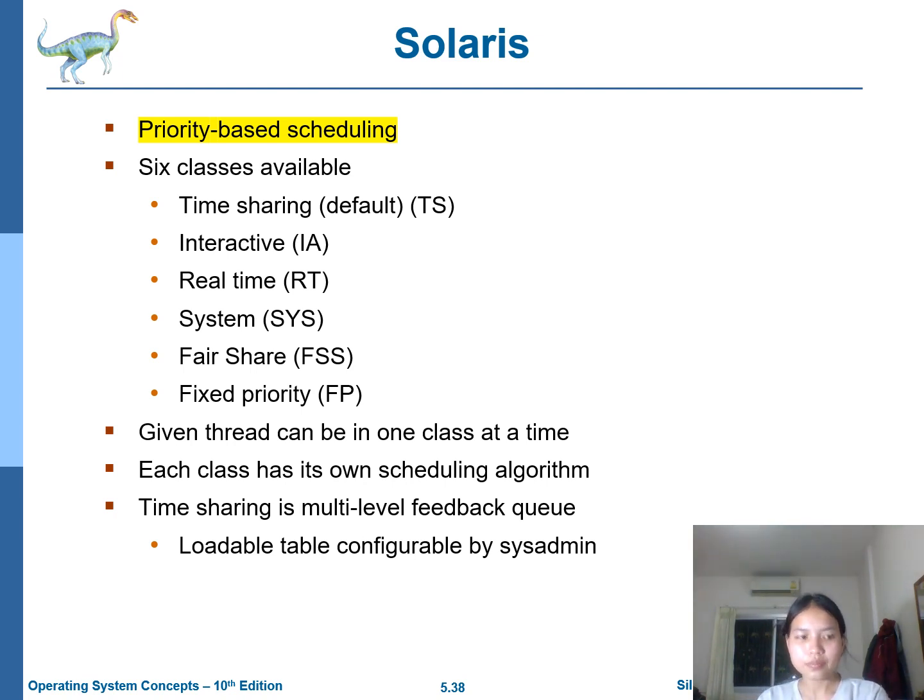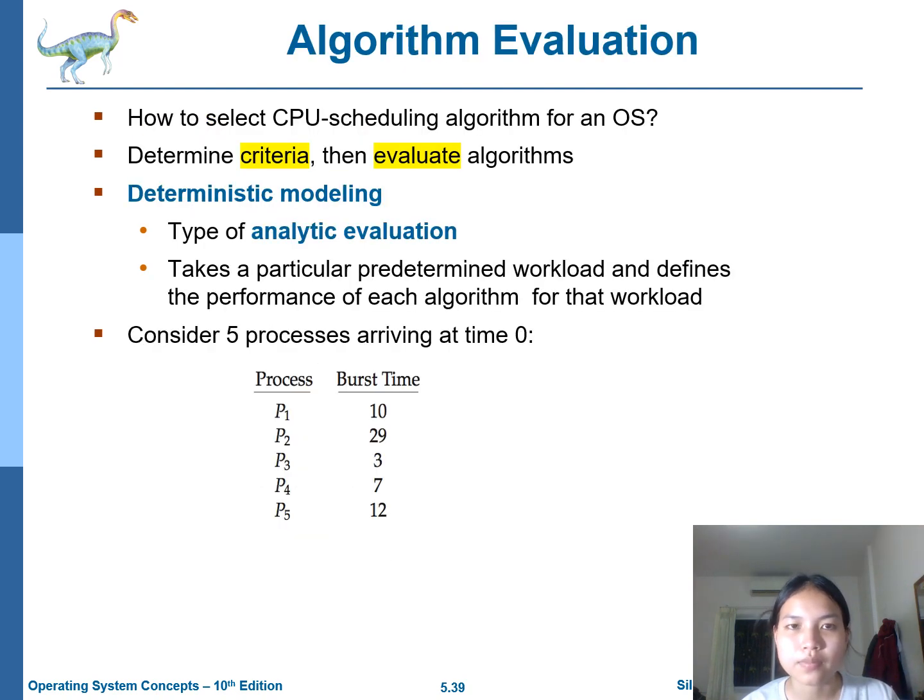Solaris: priority-based sharing with six classes available. A given thread can be in one class at a time. Each class has its own sharing algorithm.